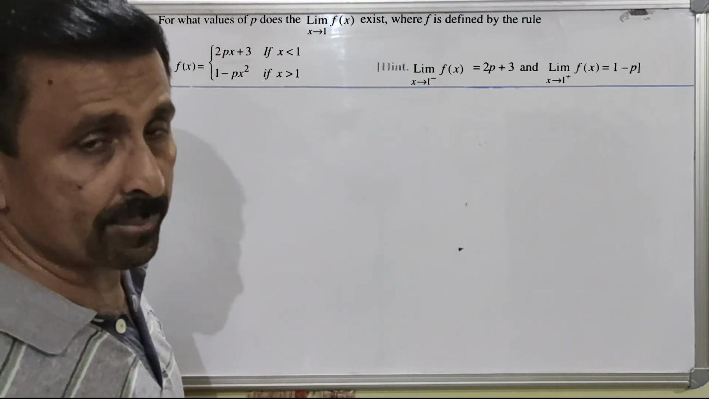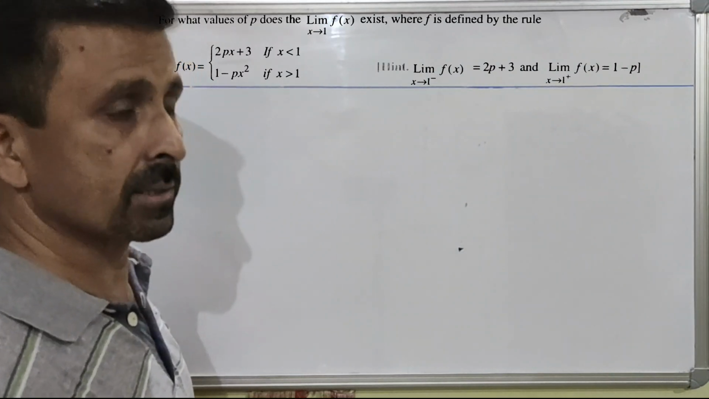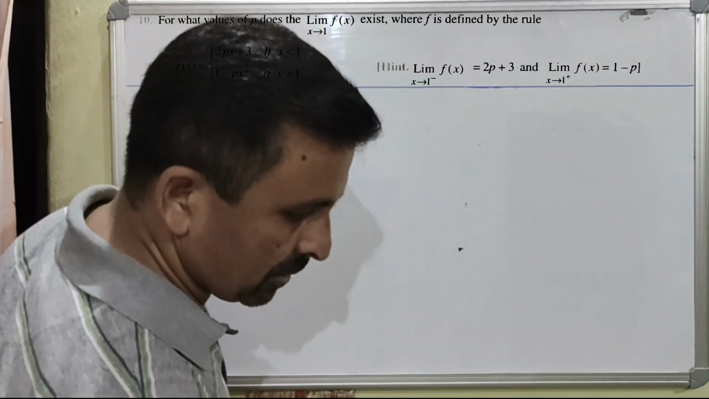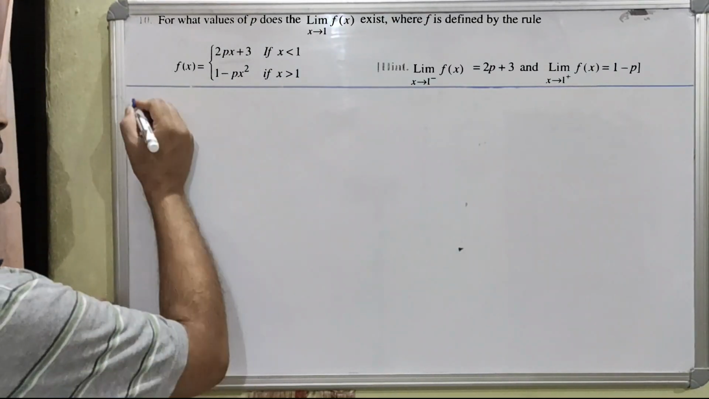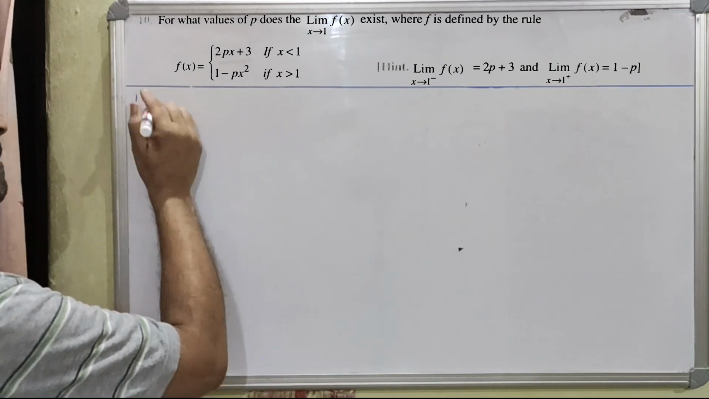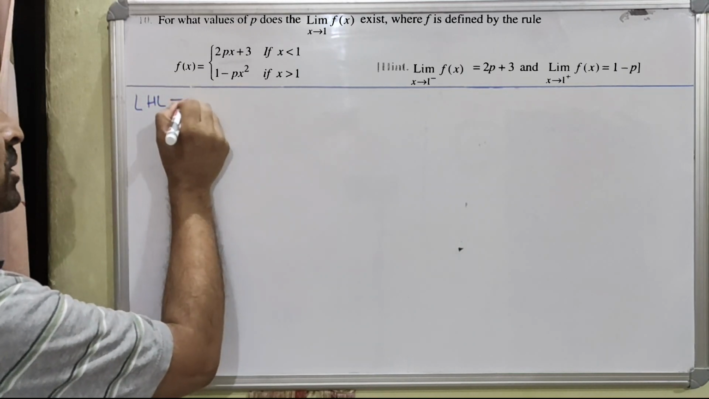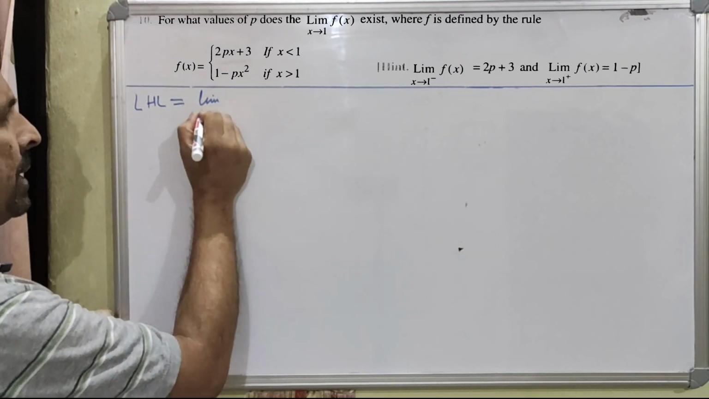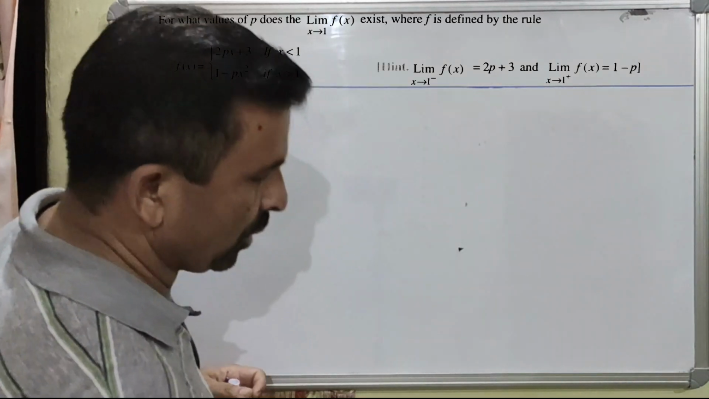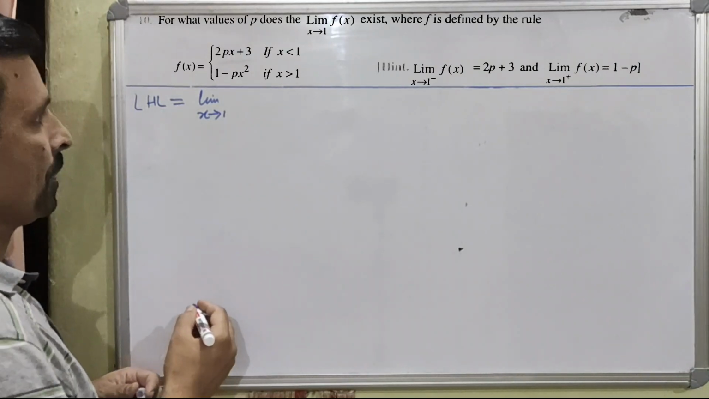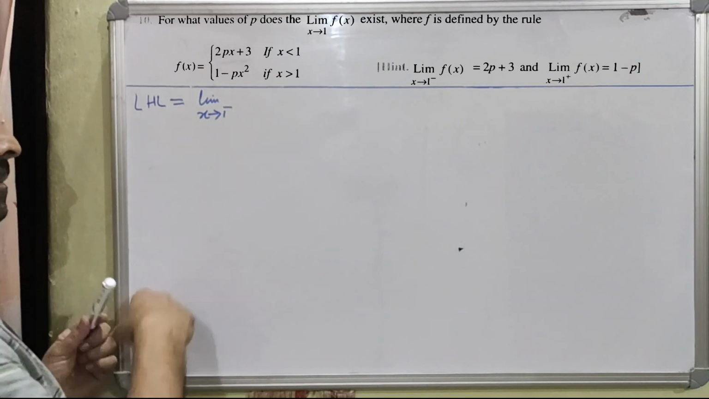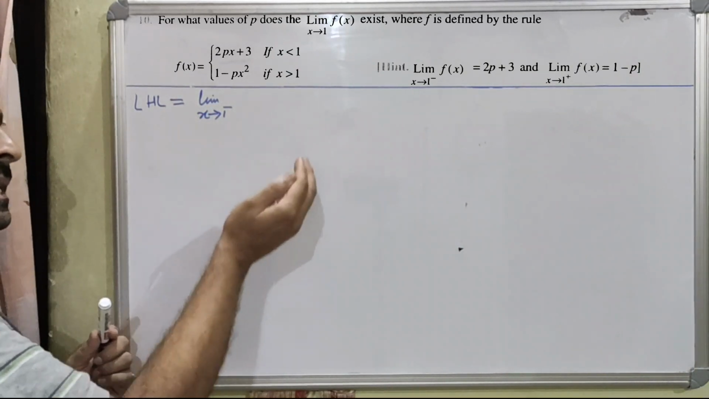Right here also we have to be able to select the correct function for the left hand limit and for the right hand limit. So if I calculate the left hand limit, LHL is equal to limit x tending to 1 of f(x). Now because you are going to calculate the left hand limit, you have to say 1 minus. That means x is tending not to 1, it is a little less than 1.